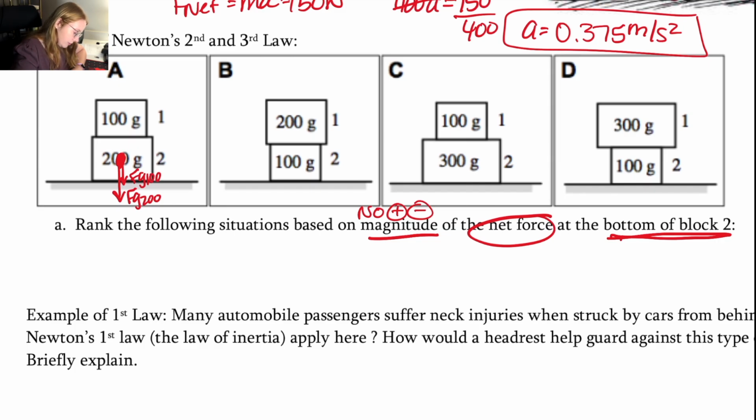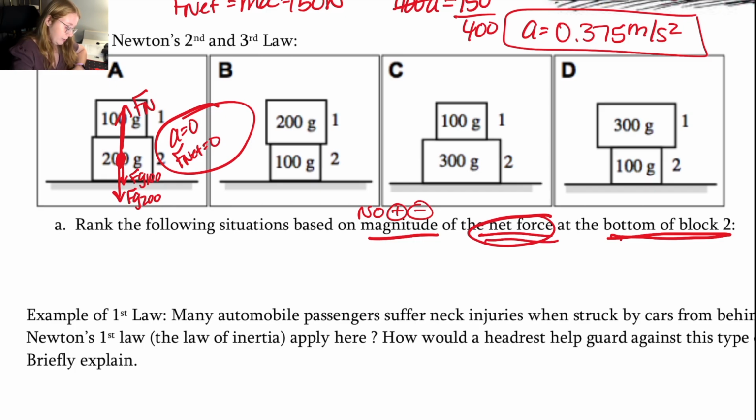But I know since there's no acceleration, these are motionless, then the net force should be 0. And if the net force should be 0, whatever gravity it's experiencing down, the net force should counteract everything. And so we'll see a giant Fn, a giant normal force, to counteract both gravities. But once you realize that acceleration is 0 and net force is 0, this makes this problem really easy because it asks rank the net force.